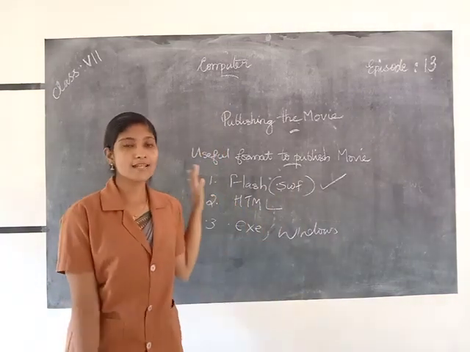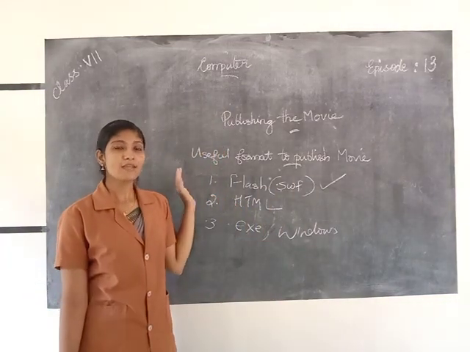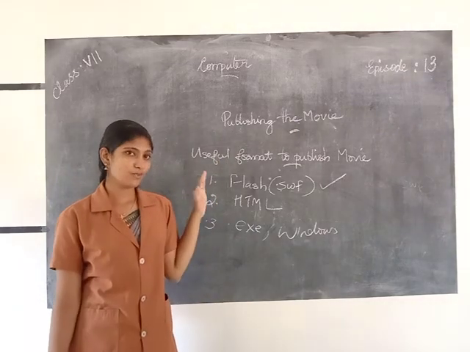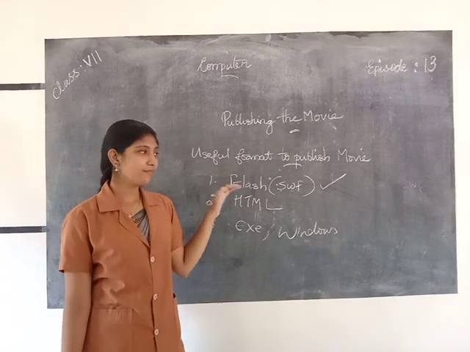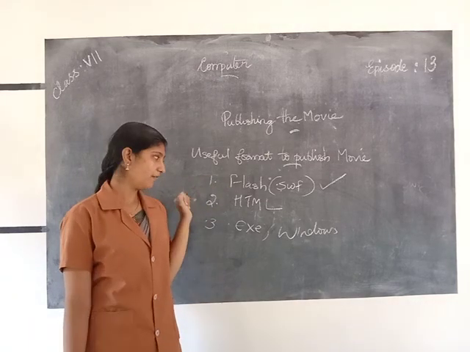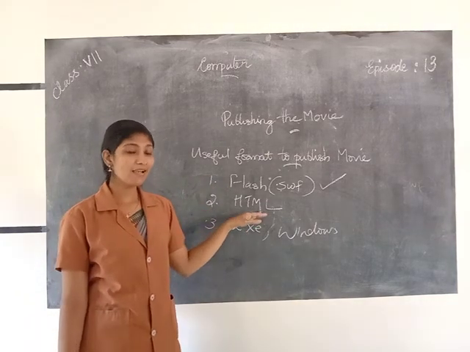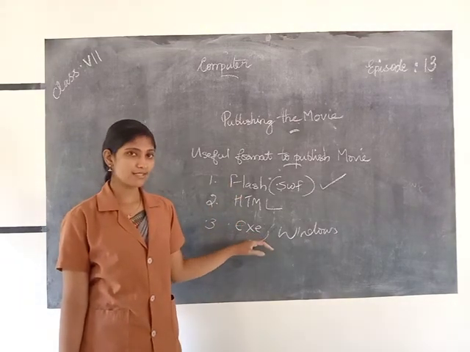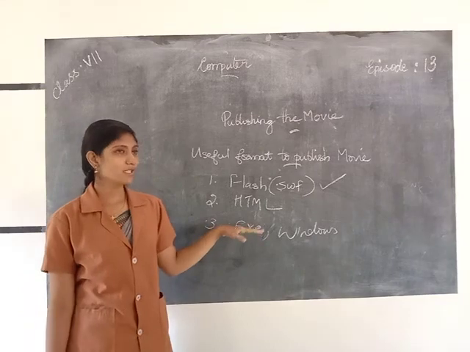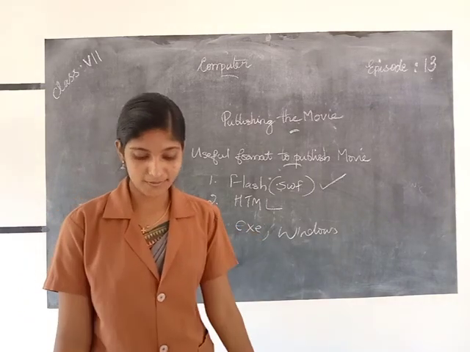So the question here is, what are the three formats used to publish a movie? Let's answer it. First one, Flash, and the extension of the format is .swf. The second one is HTML, which keeps the saved file, and the third one is .exe, which runs the projector without using the browser.